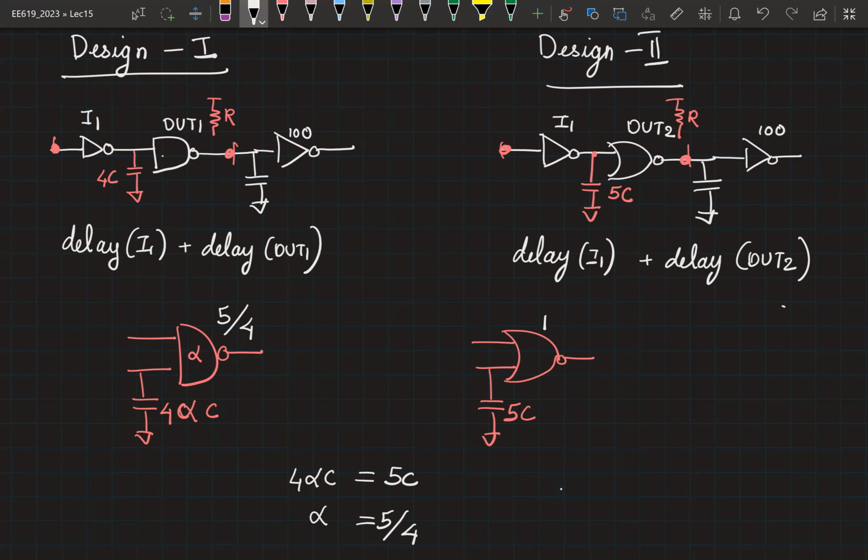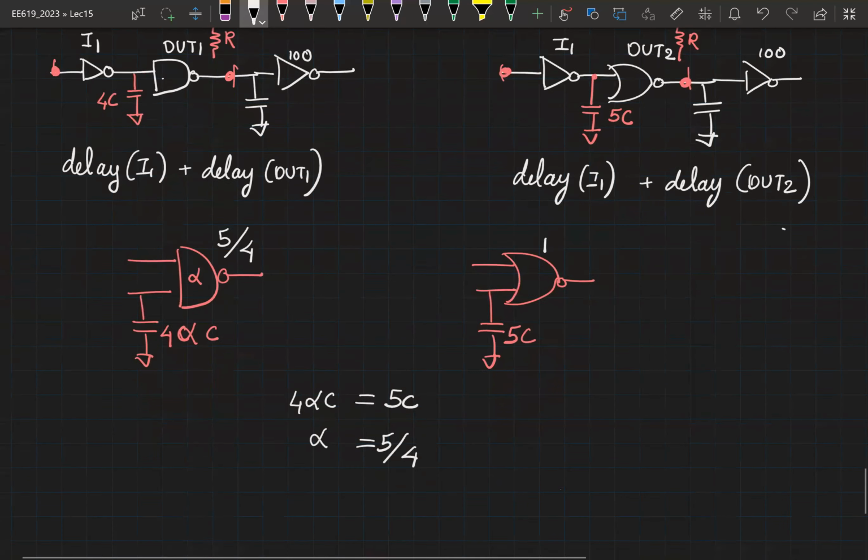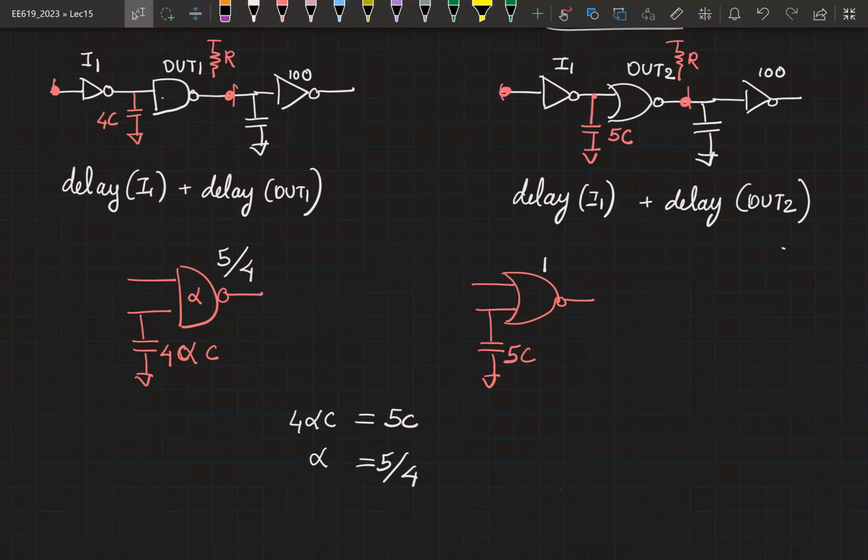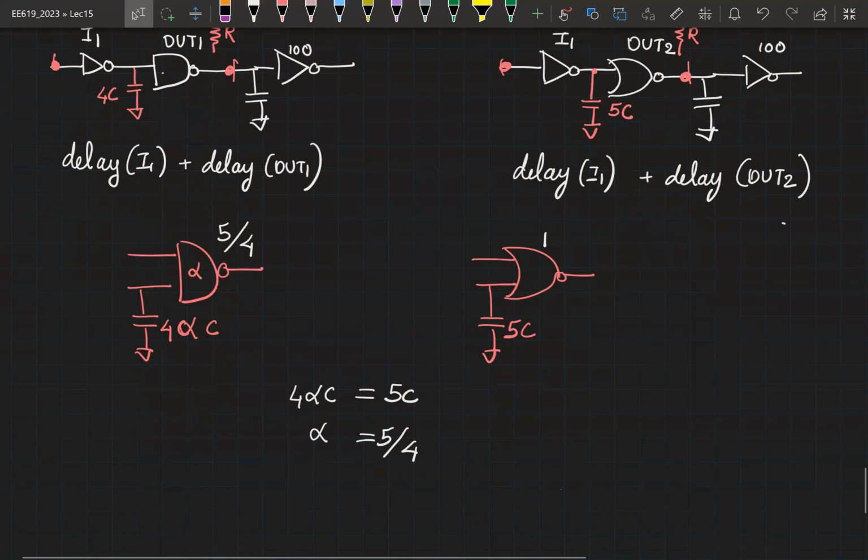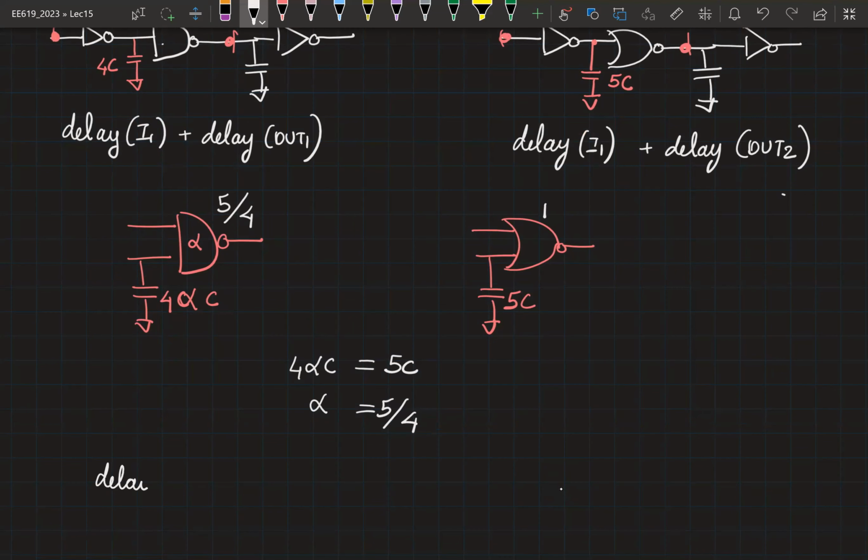Can you quickly calculate what is the delay? You can ignore the parasitic delay. Assume that the CL is much, much larger, so that the parasitic delay can be ignored. So can you tell me what is delay of DUT1 and delay of DUT2? Simply use the term CL for this.